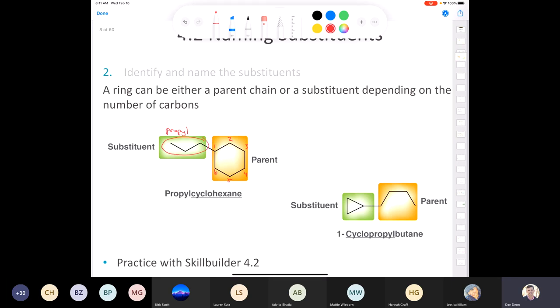Here, I only have 3 carbons in the propyl. So since the propyl is smaller than the parent, it becomes propylcyclohexane, right? This is just a substituent, the propyl.